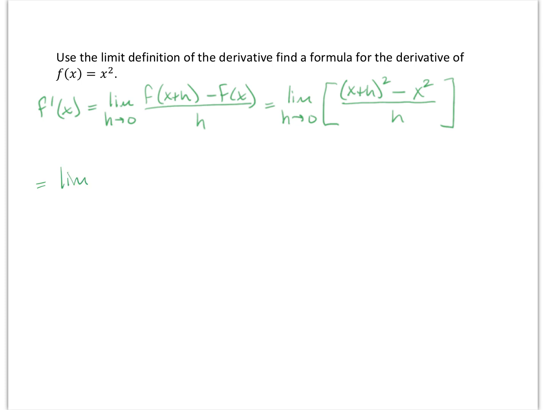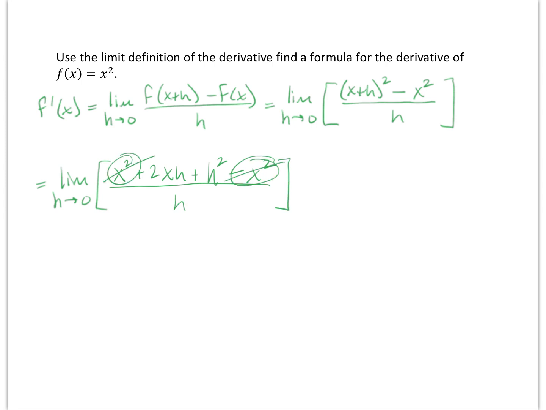So this is the limit as h goes to 0 of, order of operations says go ahead and square this x plus h. So that's going to give me x squared plus 2xh plus h squared minus x squared all over h. My x squared, I have a positive one and a negative one, so those cancel. And this becomes the limit as h goes to 0 of 2xh plus h squared over h.